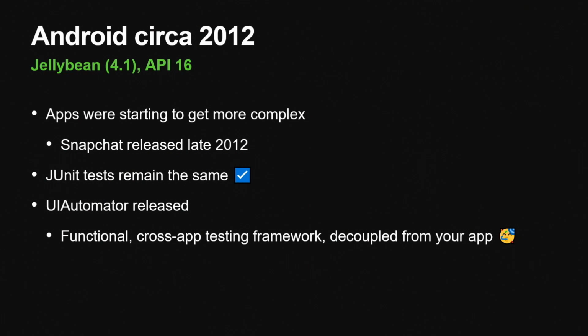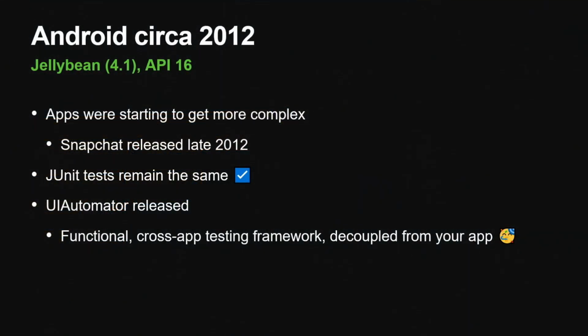Let's jump forward a couple more years. Jellybean, so API 16 and Android 4.1, was sort of the latest Android version around this time. And apps were starting to get more complex. So notably, one of the sort of larger apps that came out around this time was Snapchat, which released in late 2012. As per usual, JUnit tests were there. Nothing really changed. Nothing ever changes with JUnit.